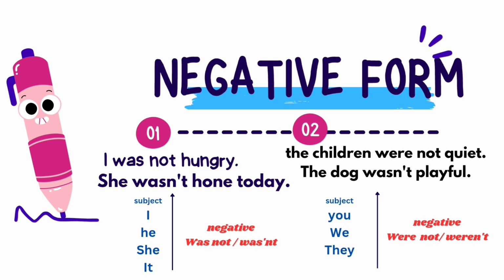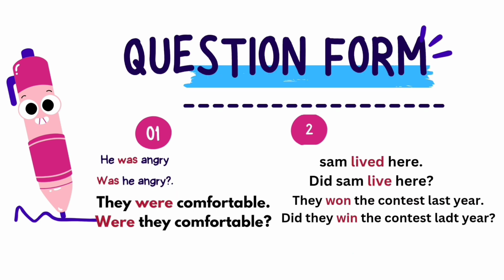Now, if the subject is you, we, or they, we say were not, or the contraction weren't. The children, or they, were not quiet. And then the dog, or it, was not or wasn't playful.